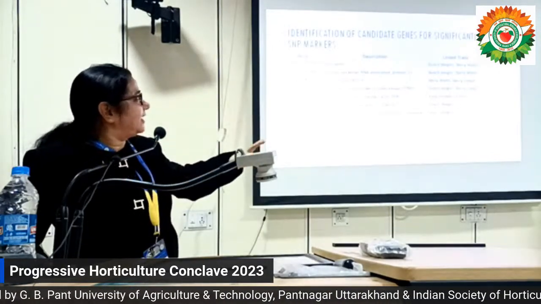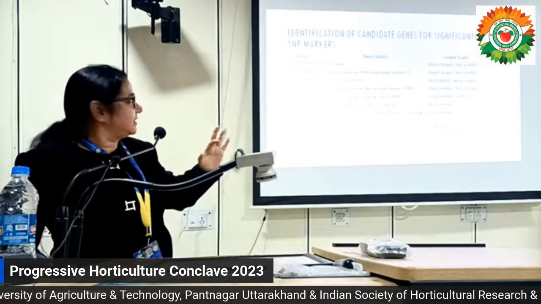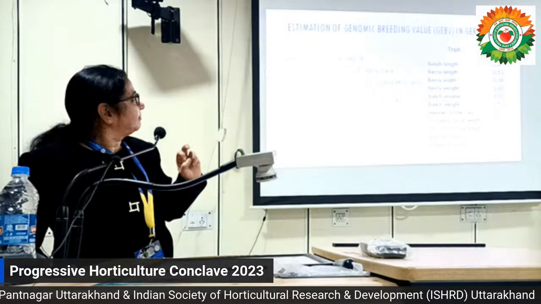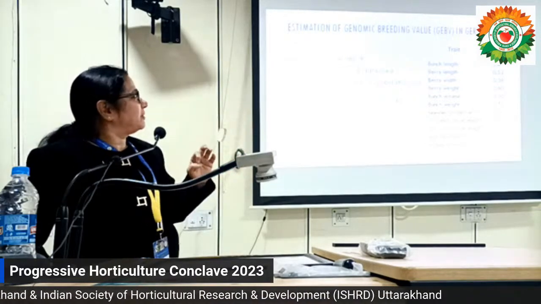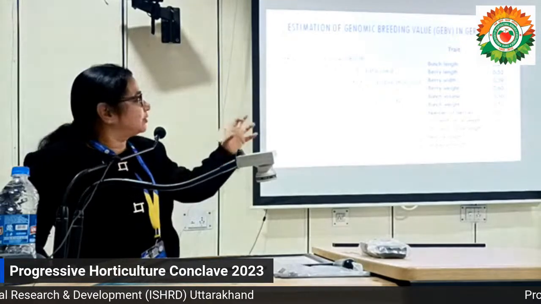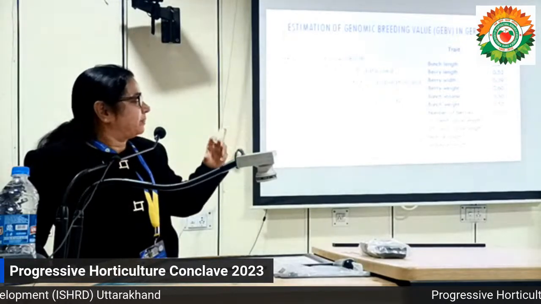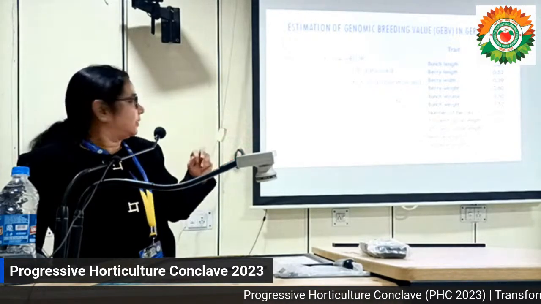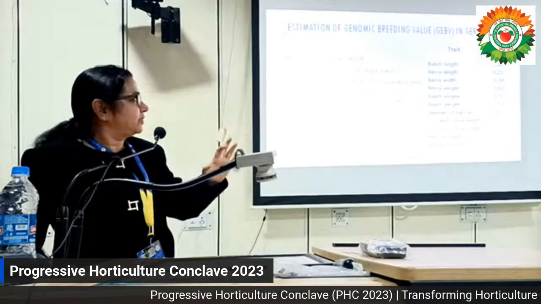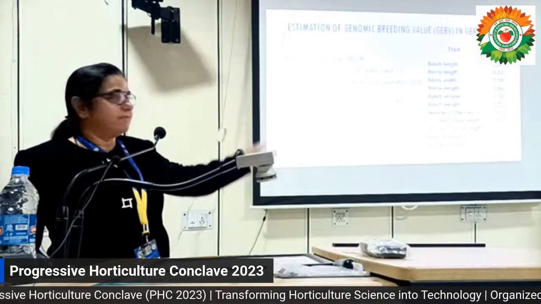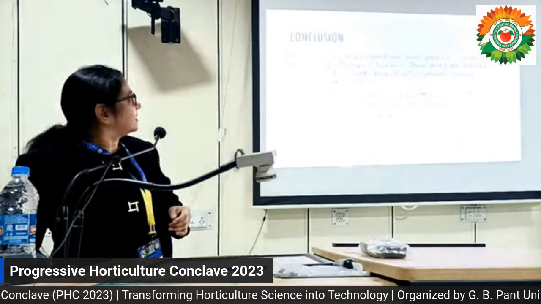And then we tried to identify the candidate genes in those regions, and these genes were identified. We also tried to do estimation of genomic breeding values, and we could see that a set of SNP markers were able to predict these traits with quite good prediction accuracy. So this data will be used for genomic selection. These 4,000 SNPs we have shortlisted give good prediction accuracy.